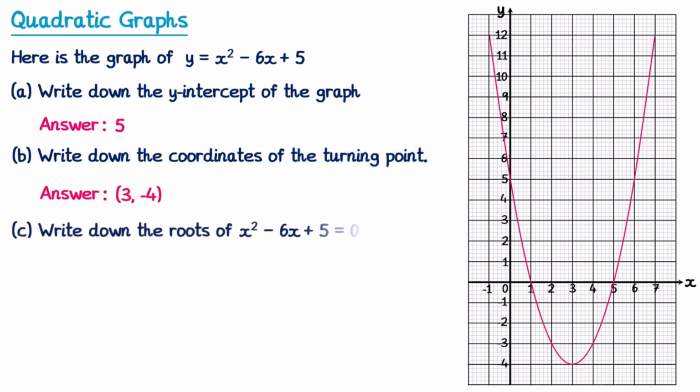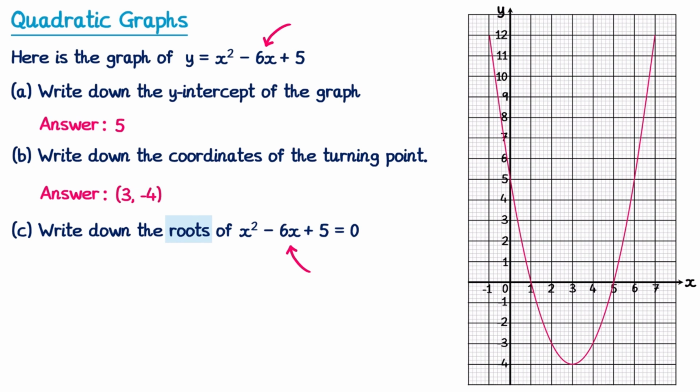Part C says, write down the roots of x squared minus 6x plus 5 equals 0. A root is just another name for the solution to an equation. Notice how the left-hand side of this equation, x squared take away 6x plus 5, is the same as the equation for the graph we drew. The only difference being that our equation says equals 0, whereas the graph said y equals. So what we're really trying to do when we solve this equation is find the x values that give a y value of 0. If we look at the graph that's been drawn for us, y will be equal to 0 when we're on the x-axis, since the y-coordinate is 0 there.